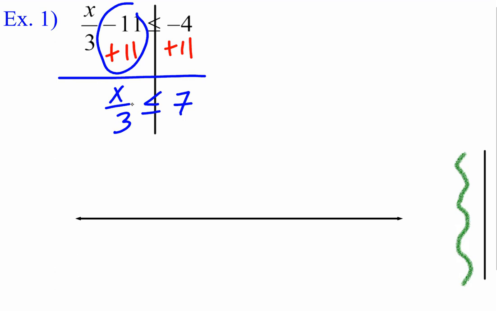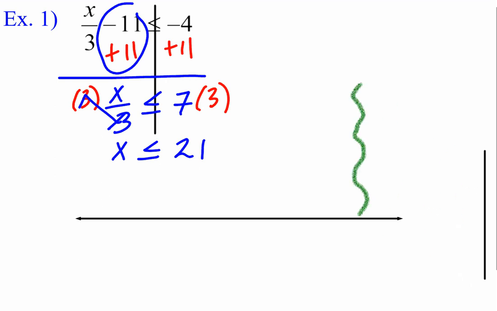My next step is I look here and I see x divided by 3. So what I want to do then is the inverse, which is to multiply both sides by 3. Once I do that, I get a big 1 right there, and 1 times x is x. 7 times 3 is 21. And since I did not multiply by a negative number, I am going to keep the same sign I had. So x is less than or equal to 21. That's what we feel the solution is.